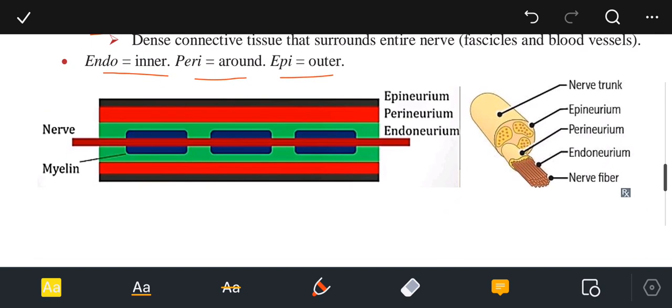So this is a beautiful picture. Here you can see that the endoneurium is lining the individual nerve fiber. This thing is an individual nerve fiber, with the Schwann cells and stuff like that. So the individual nerve fiber is lined by the endoneurium. Then surrounding the endoneurium we have perineurium, which is surrounding fascicles, and then epineurium.